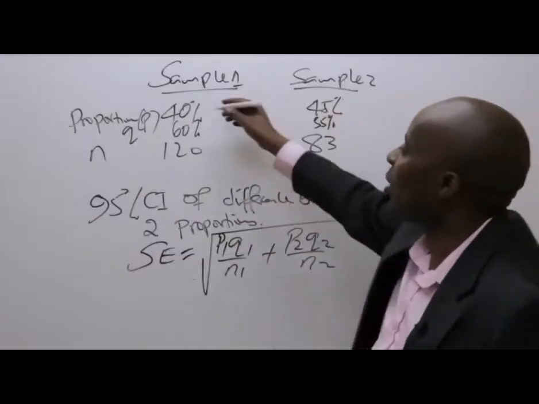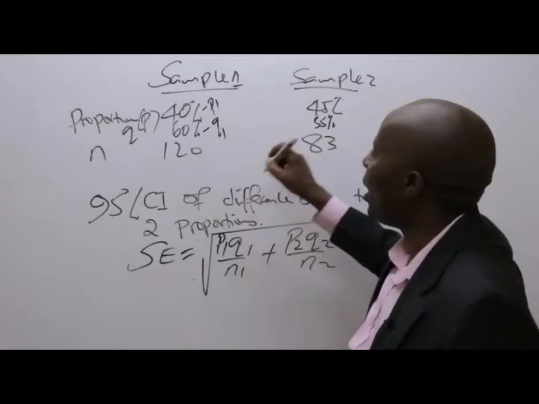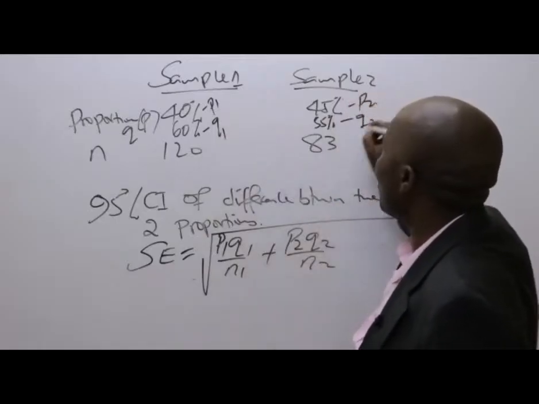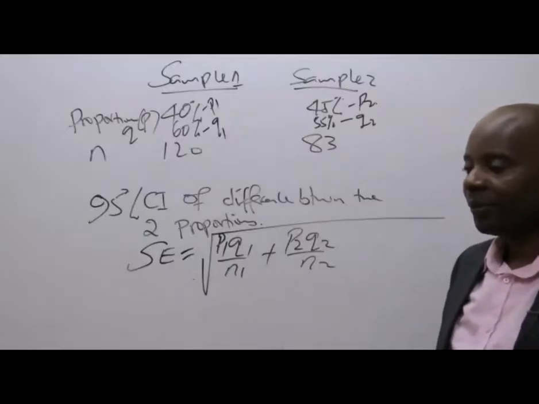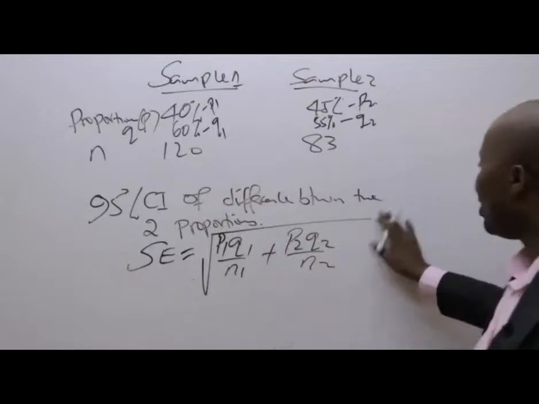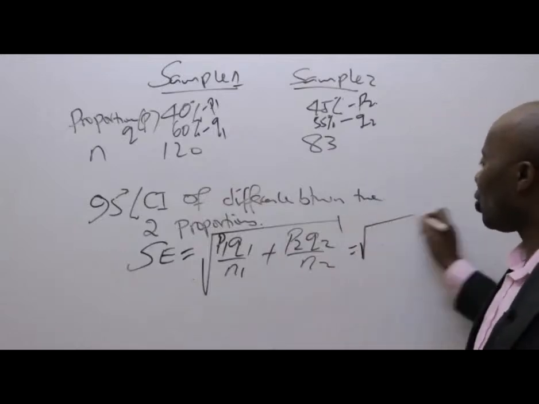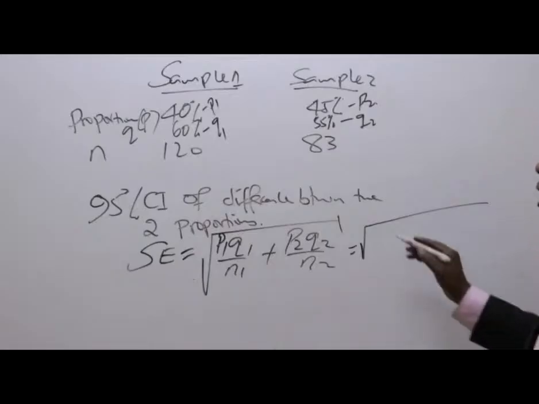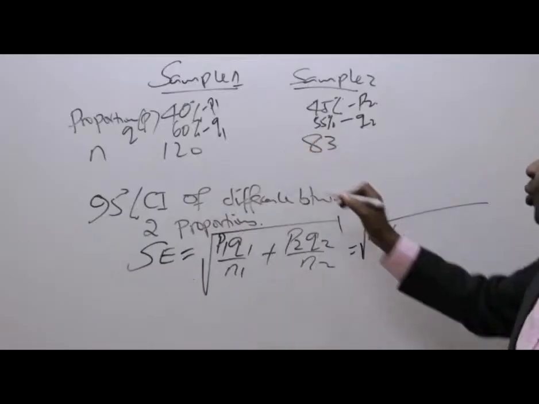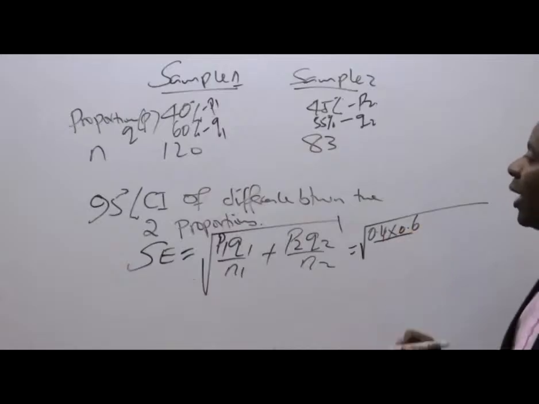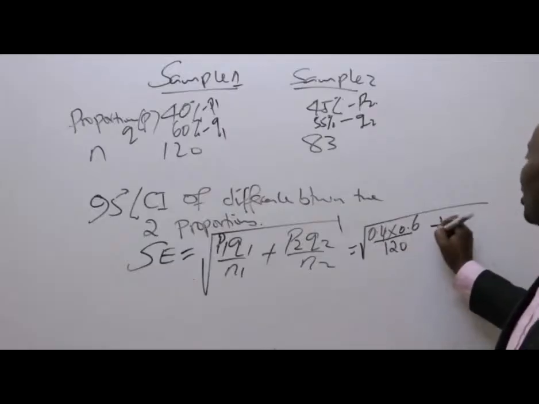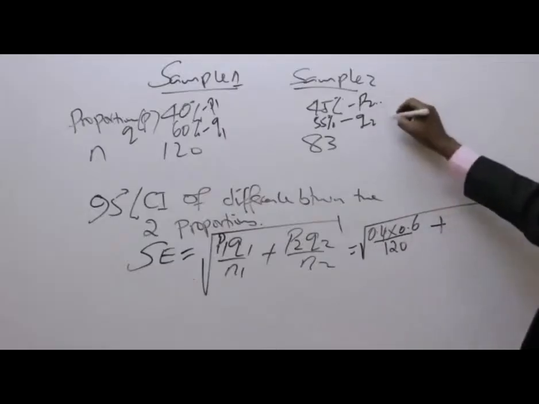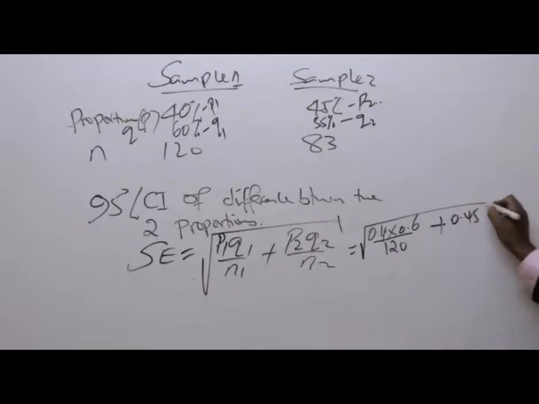So this is what I will call P1. This is what I'll call Q1. This is what I'll call P2. This is what I'll call Q2, like that. Come right away here and do your substitution beneath this. We have P1 is 0.4 times Q1, which is 0.6, all over N, which is 120, plus the second one, P2 Q2. So we have 0.45 times 0.55 all over 83.